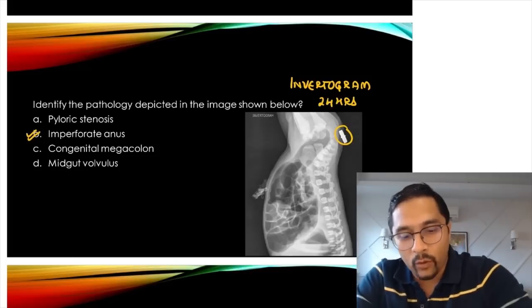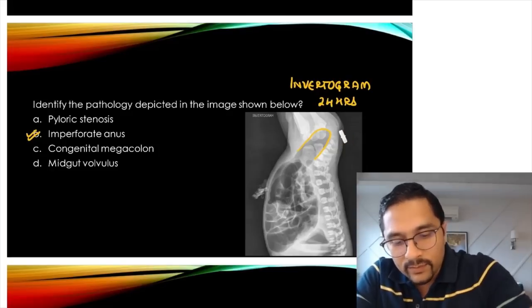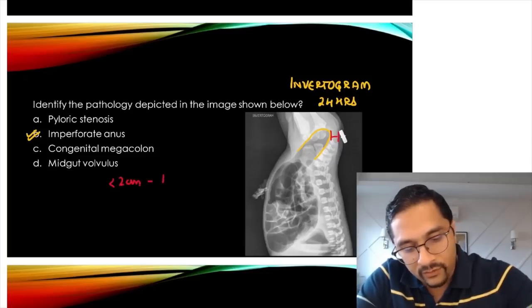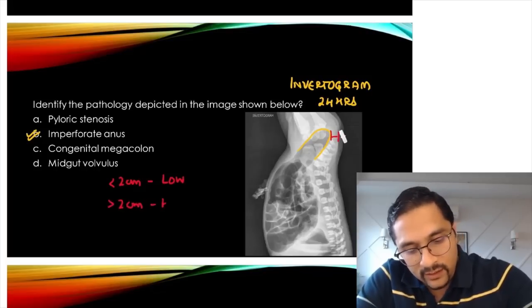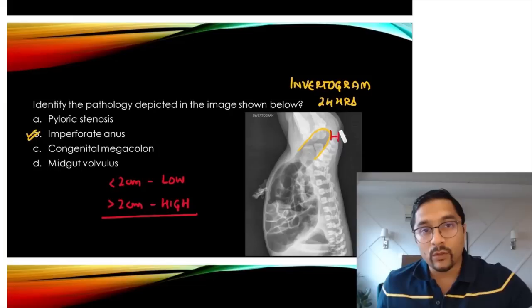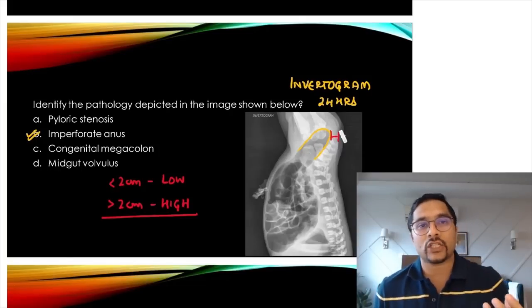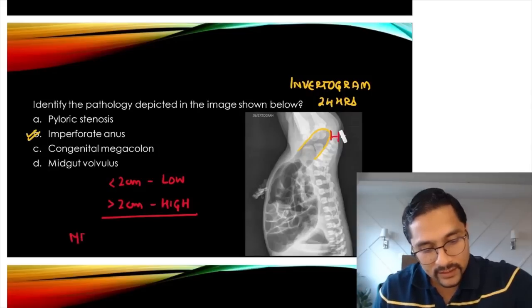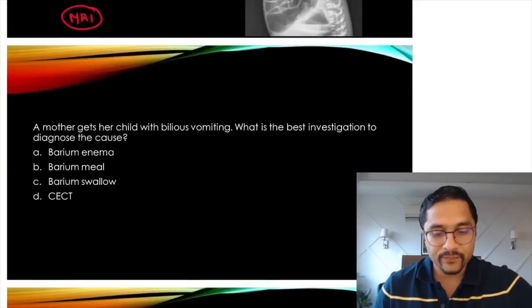Now when you have this metallic pointer, you can see this gas shadow. If the distance between the metallic pointer and the gas shadow is less than 2 centimeters, we call it a low anorectal malformation. Whereas if it is more than 2 centimeters, we call it a high anorectal malformation. So for anorectal malformations, we do an invertogram, but again, if they ask you what is the best investigation which can delineate the anatomy in a patient with anorectal malformations, then it is MRI. So please remember these 2 points as well.